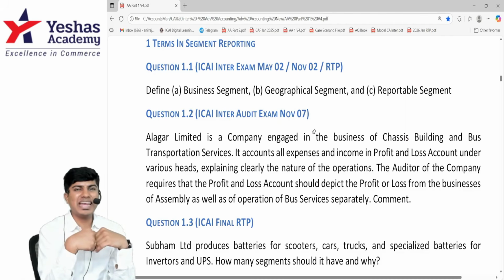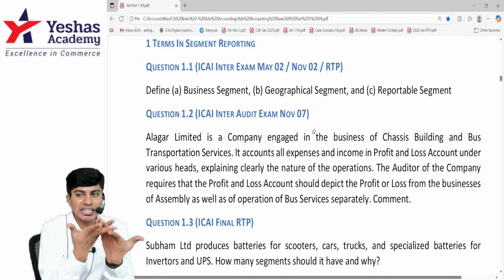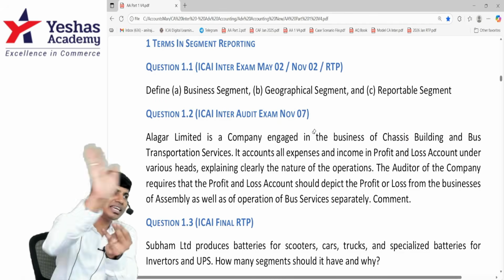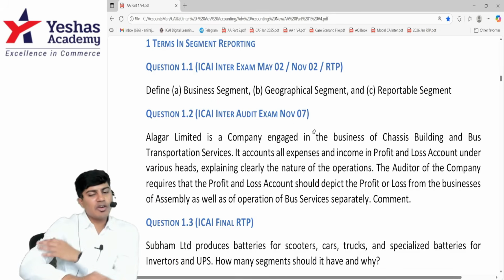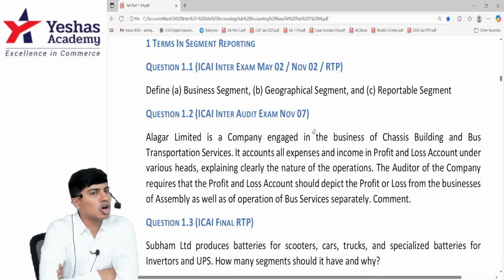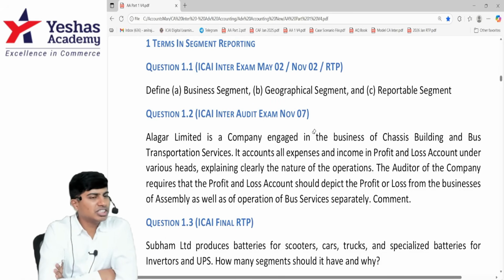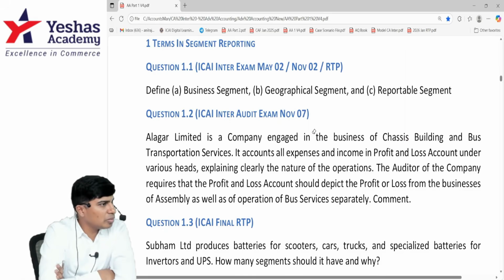Lastly, management, by its discretion, can identify any segment as a reportable segment. These kinds of questions used to come long ago, but starting from May 2024, 30 marks of your paper has been made MCQ. Am I right? 30 marks will be MCQ, 70 marks descriptive.